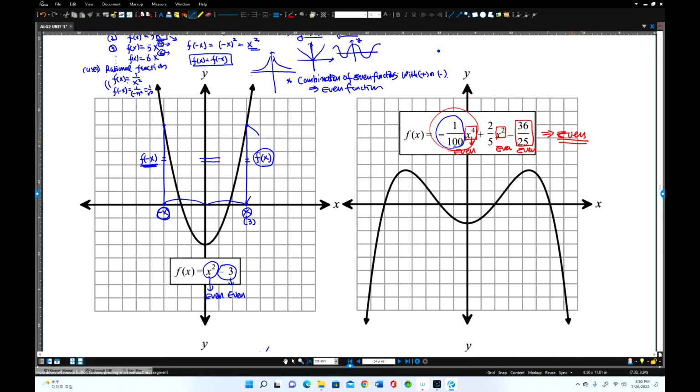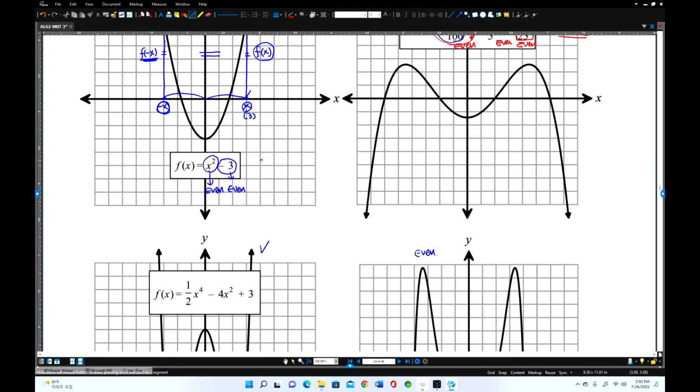Okay? Or you can prove this using f of negative x. Put negative x in. An even power of negative x is always positive x, so it's going to be the same numbers. For example, over here I put f of negative x. What is that? Negative x squared minus 3. Calculate this one: x squared minus 3. It's the same number. That means f of x exactly equals f of negative x. And that is what? Even.